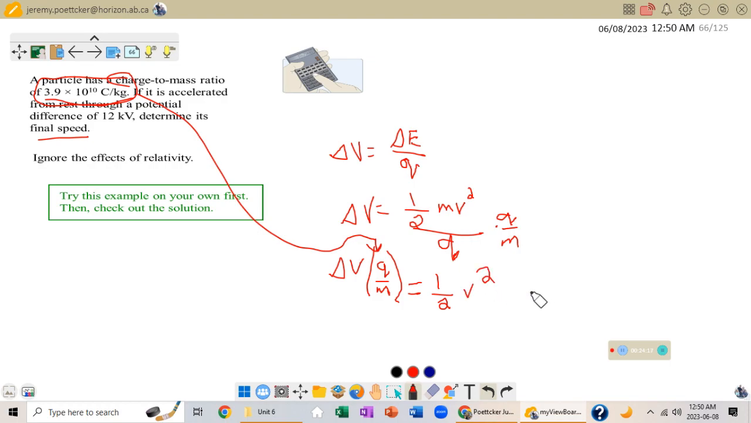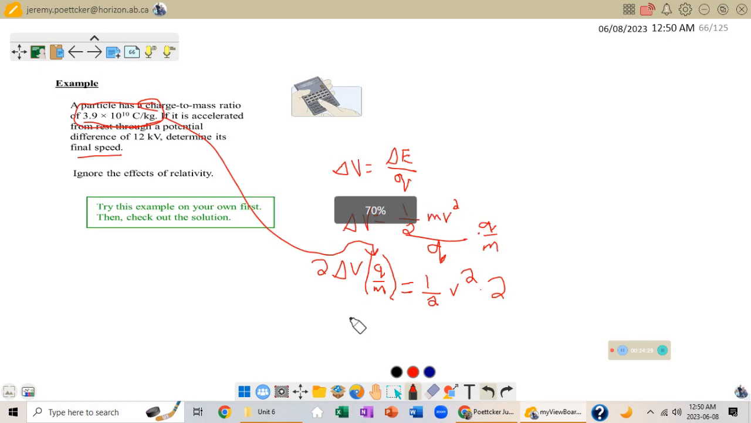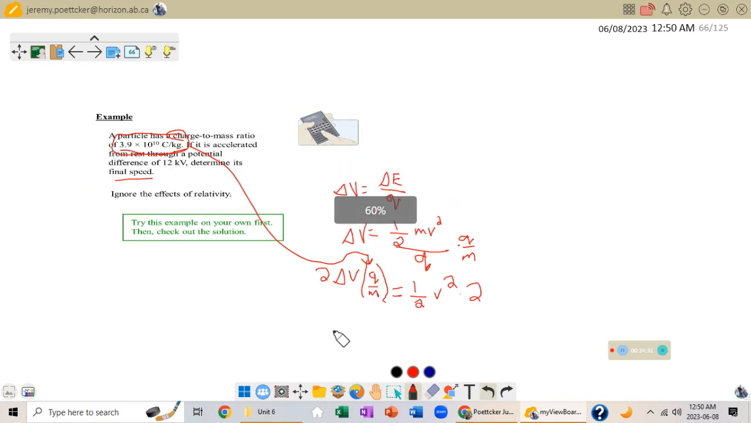All right, I need to get v by itself. And so I'm going to multiply both sides by 2. And then I'll eventually square root it. So in the end, I end up with v for velocity is equal to 2 delta v multiplied by Q over m, that's my charge to mass ratio, and then square rooted.